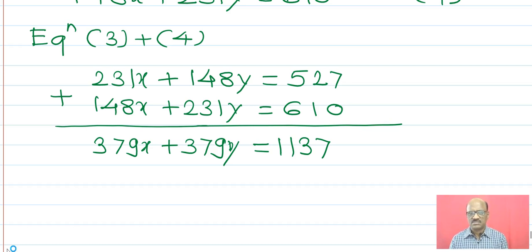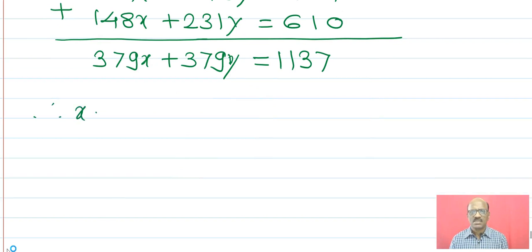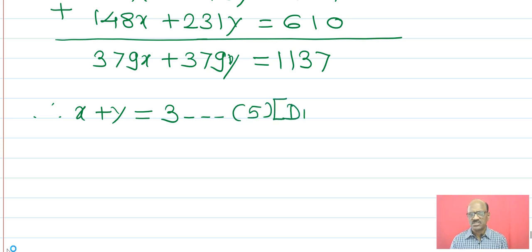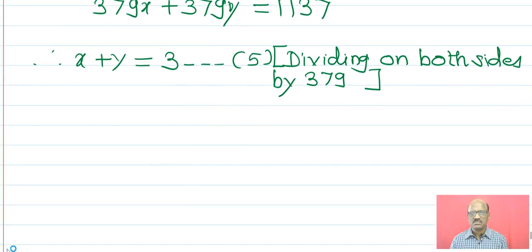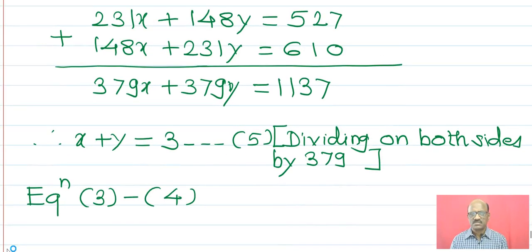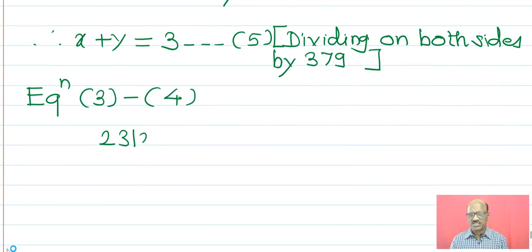Now next, there's division, that is divide on both sides by 379. Therefore you will get x plus y is equals to 3. This is equation number 5. Dividing on both sides by 379. Therefore, equation 3 minus 4. Now next, 3 and 4, so subtraction करना है.